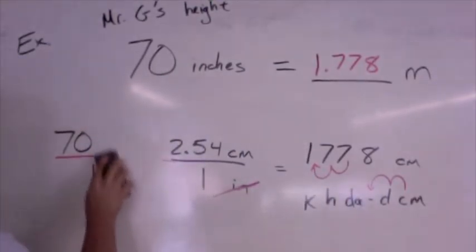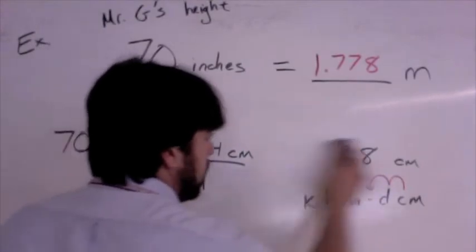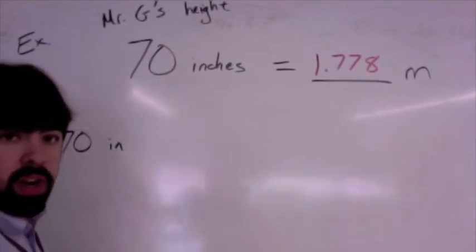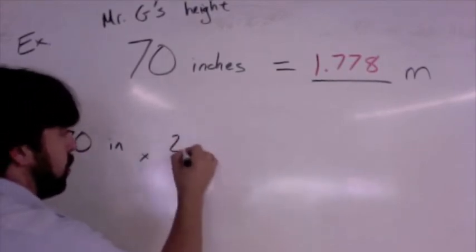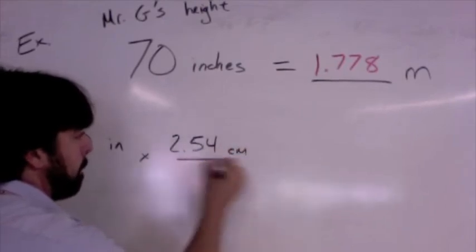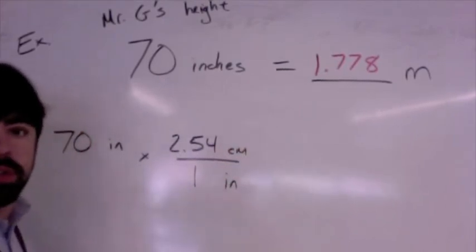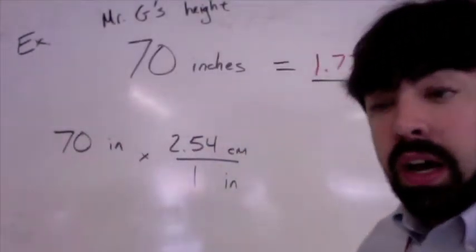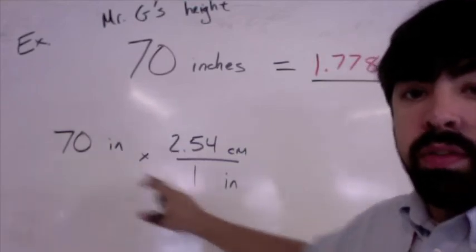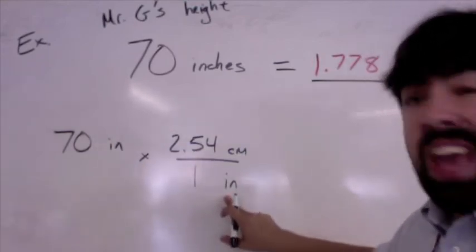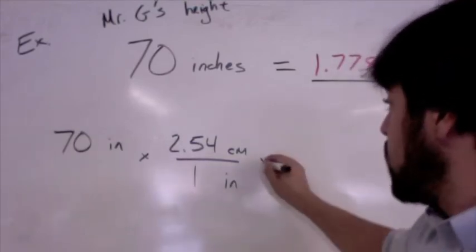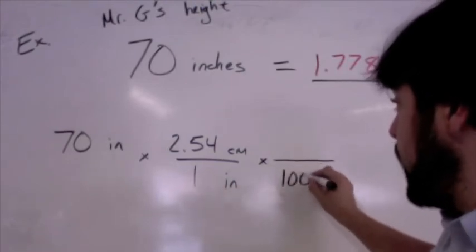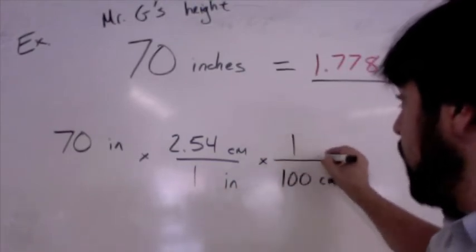So, 70 inches. What's our conversion factor? Times. There's 2.54 centimeters per 1 inch. That's going to stay. We're going to add an extra conversion factor after that, because what this one does is it gets rid of our inches. We want one that'll get rid of the centimeters at the exact same time. So let's add an extra one. There are 100 centimeters per every 1 meter.